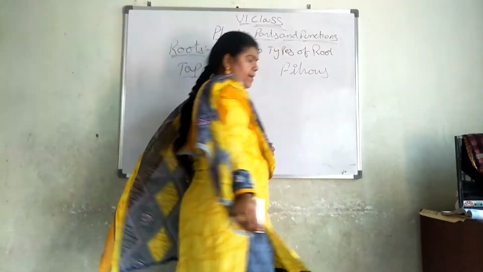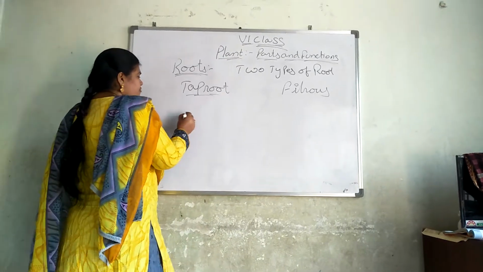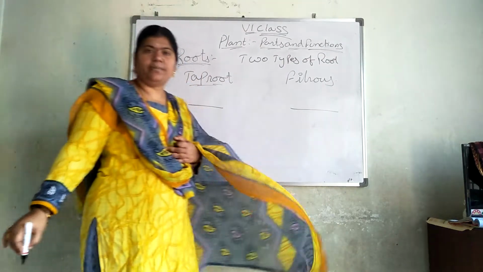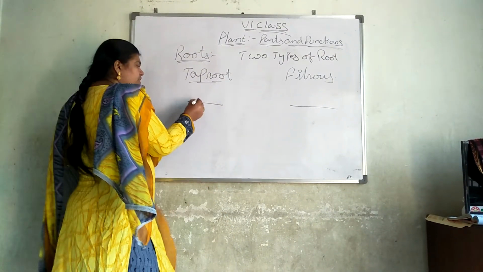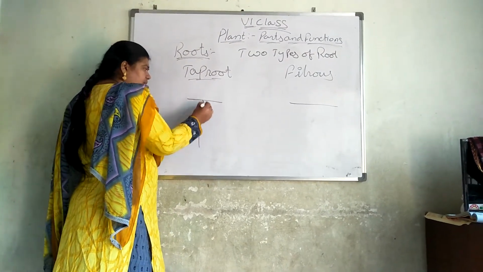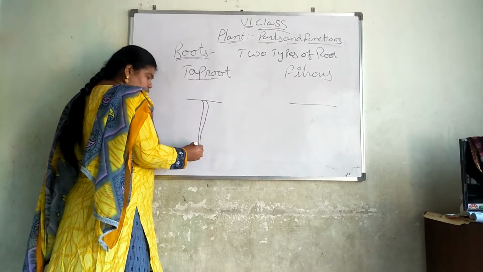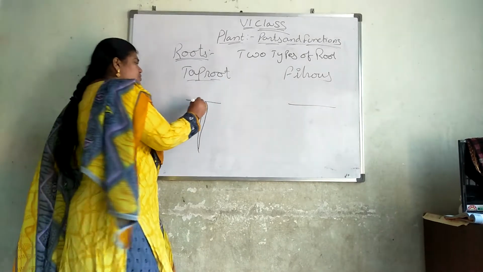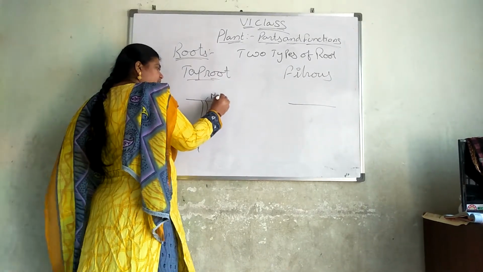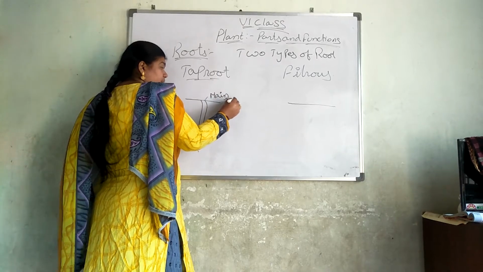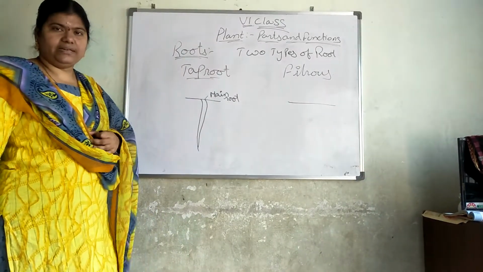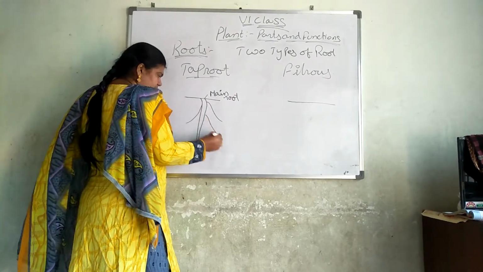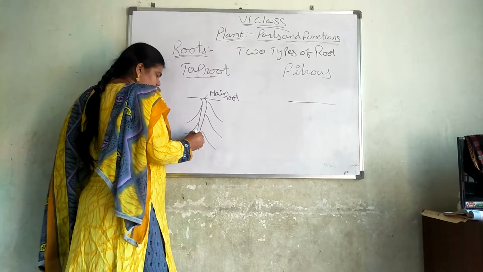One is the taproot system. The other one is the fibrous root system. So when we are coming to see what is taproot system and what is fibrous root system, for taproot system a long root will be present. This is known as the main root, which is very strong and thick. And to this main root, lateral roots will be present.